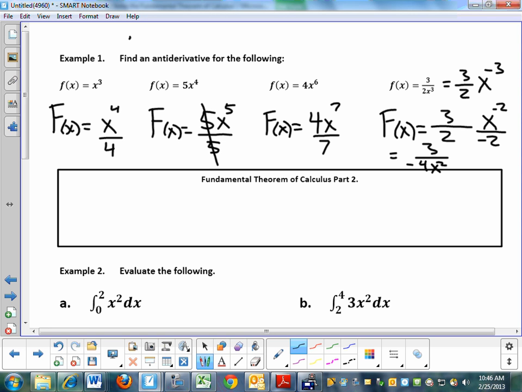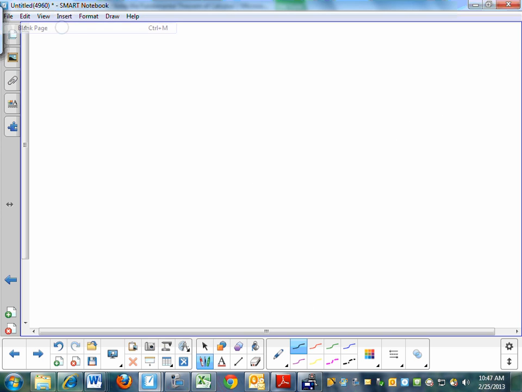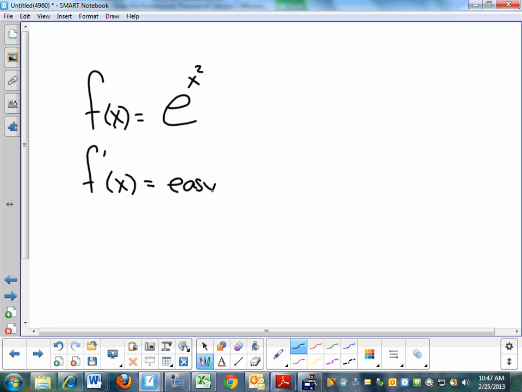Now, what you have to understand is that finding antiderivatives is actually more challenging than finding derivatives. And I'll give you an example here. Let's suppose that you had this, okay? If I had f of x equals e to the x squared, which is actually a very, very, very important function, I could find the derivative of that very, very quickly. F prime of x, easy, okay? F double prime of x, almost impossible.